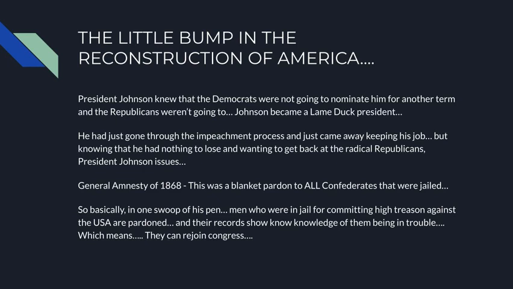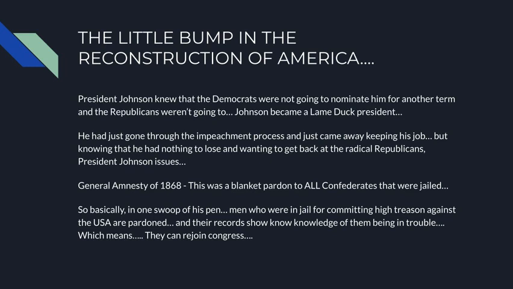This was a blanket pardon to all Confederates that were jailed or were about to be jailed. So we're talking about Jeff Davis, the president of the Confederate States of America; Alexander Stephens, the vice president of the Confederate States of America; any military leader that was jailed. If you did anything with the Confederacy, and prior to Johnson issuing this, you were going to be sentenced and you were going to go to jail, possibly to the gallows and be killed. That's done now, right? This blanket pardon sets free any Confederate that committed treason or committed any crimes against the United States.